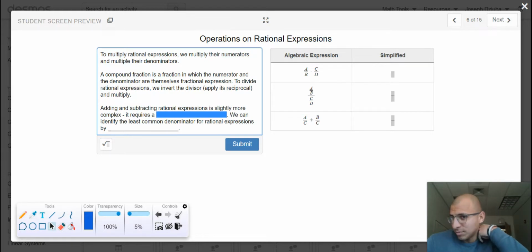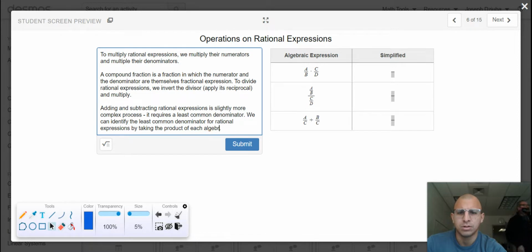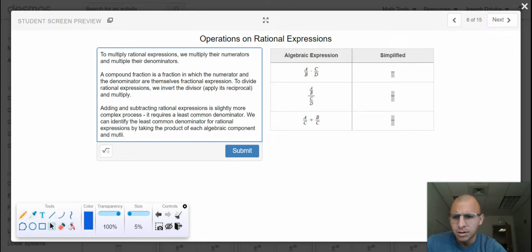So adding and subtracting rational expressions is a slightly more complex process. It requires a least common denominator. And we identify the least common denominator for rational expressions by taking the product of each algebraic component, multiplying them accordingly.